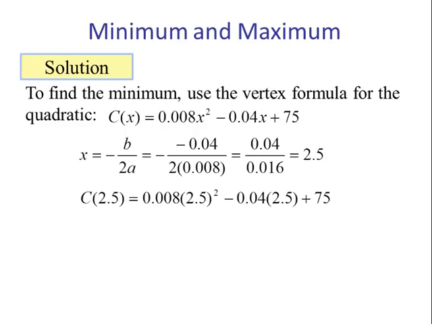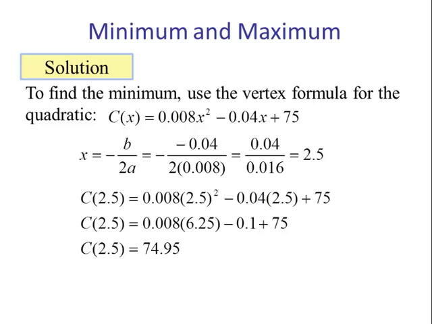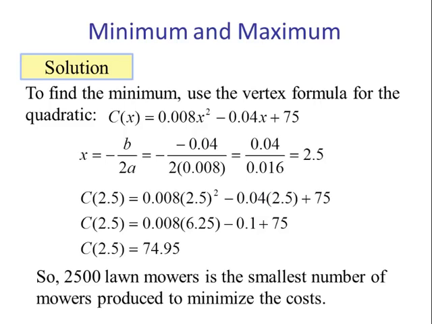Taking 2.5 and substituting it back into the function gives us an output of 74.95. So when the number of lawnmowers is 2,500, that's 2.5 times 1,000, this will be the number produced to minimize the cost.